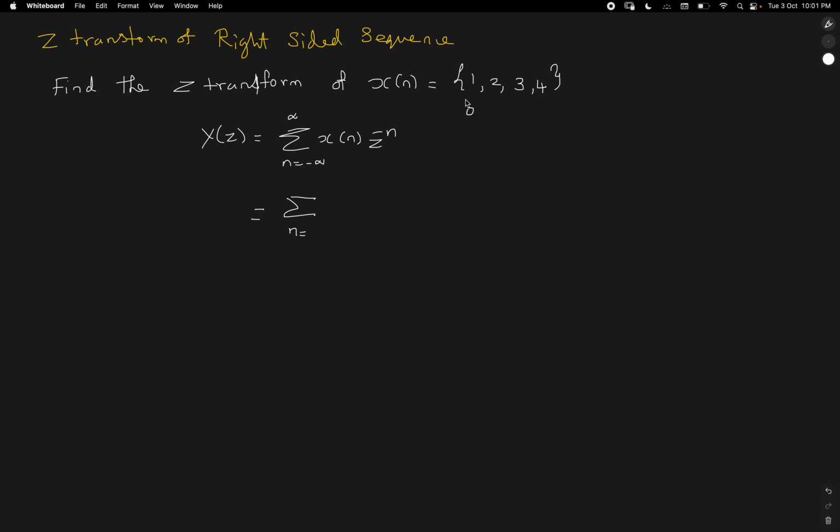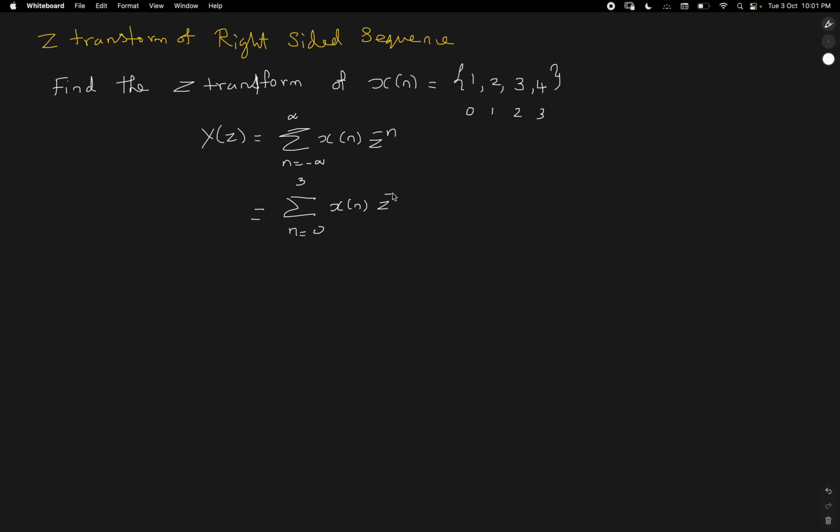Since there is no arrow mark or dash mentioned, we will consider the starting value to be n is equal to 0, followed by n is equal to 1, n is equal to 2, and n is equal to 3. And the useful range of n is nothing but 0 to 3, because for other values of n, x of n takes the value equal to 0. So we will consider only this range, n is equal to 0 to 3, and we will apply the formula.